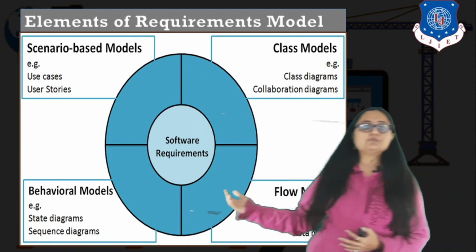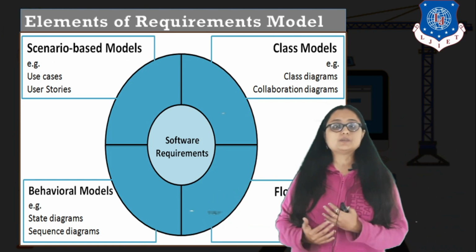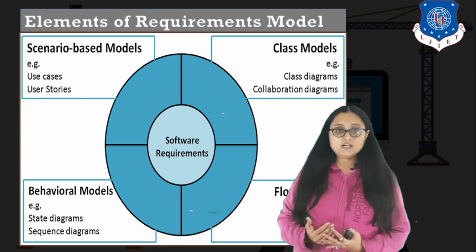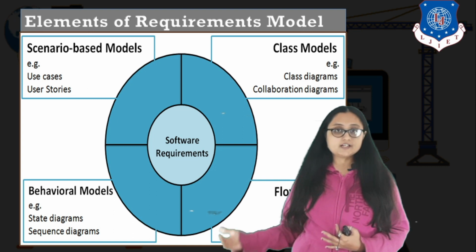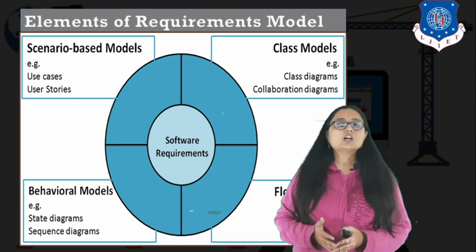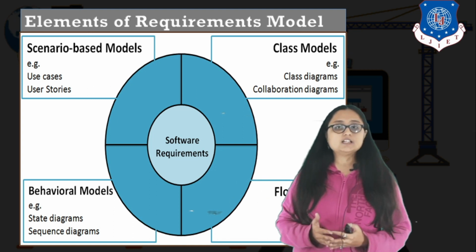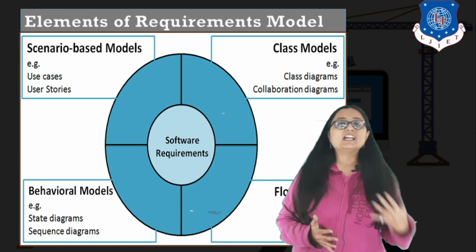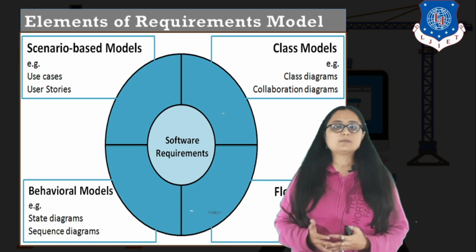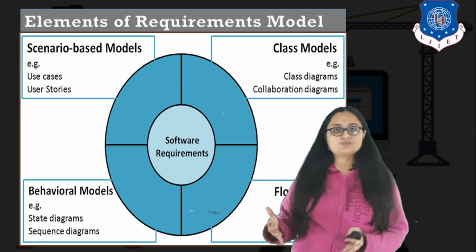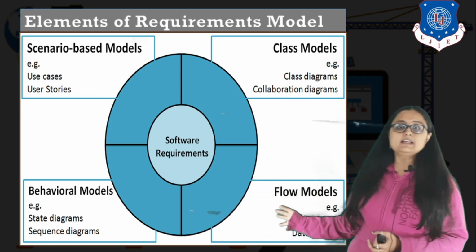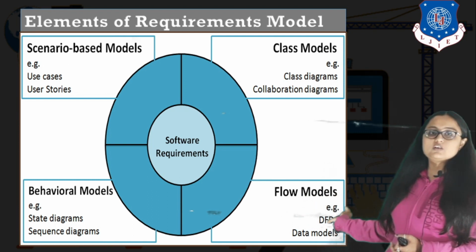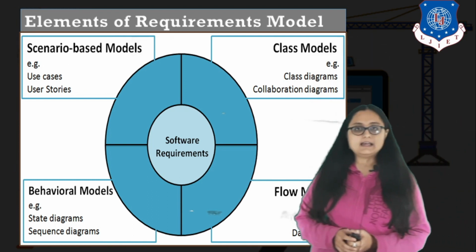The next is the behavioral model, which depicts the behavior of your system, right? It consists of the state diagram as well as the sequence diagram. The state diagram depicts the behavior of the state of an object, whereas the sequence diagram shows the sequence of object interaction. And the last category of analysis model is the flow based model, which consists of your data flow and control flow diagram, right?